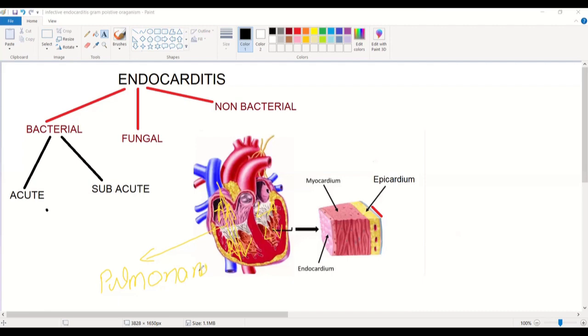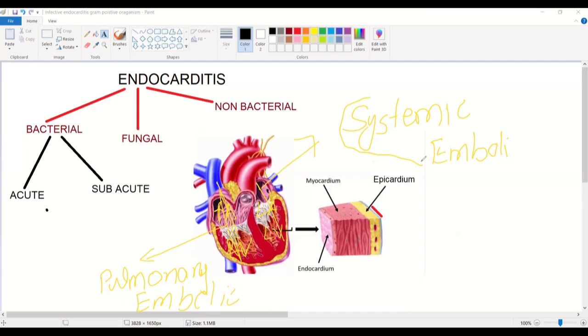Right-sided, because right-sided blood goes to the lungs. So it will lead to pulmonary emboli, right? And this is the left side. So left-sided septic emboli lead to systemic emboli. I hope it makes some sense. Systemic emboli, because left-sided blood goes to the systemic vessels, right?